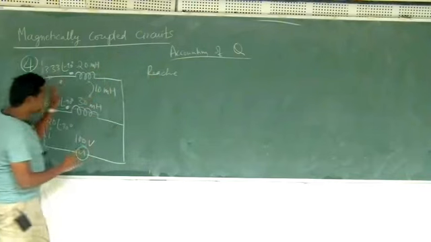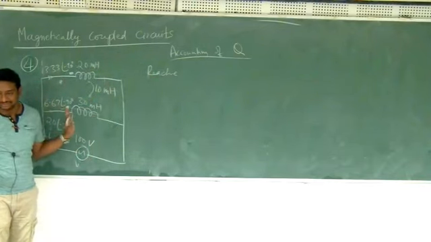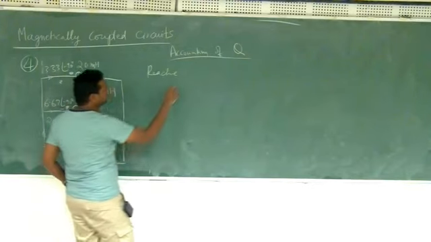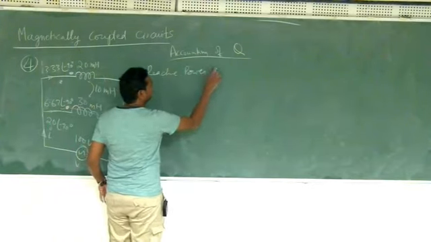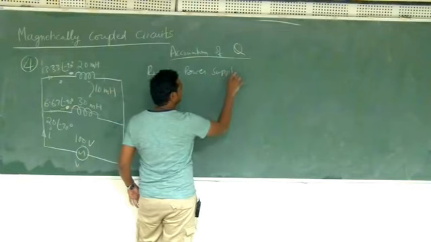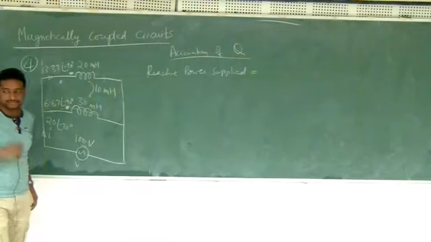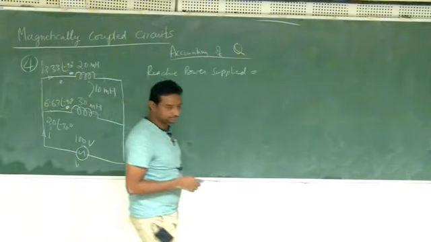See, because there is no resistance anywhere, active power is 0, so there is no R. But whatever power is there is reactive power. Okay, reactive power supplied. How much is that? How do you know what is the reactive power supplied?